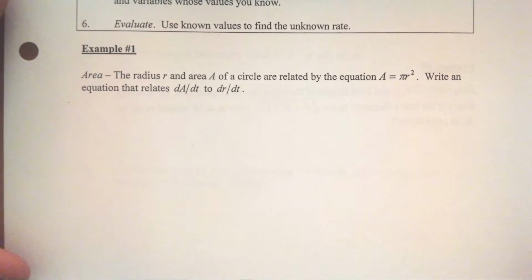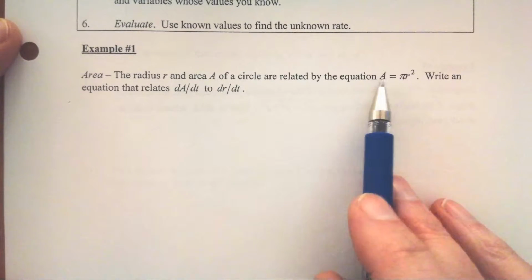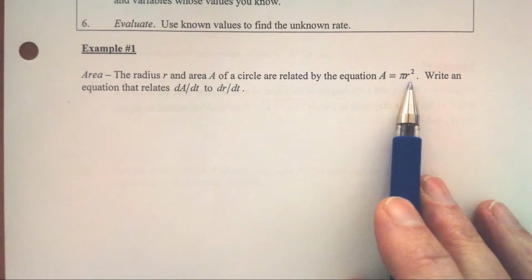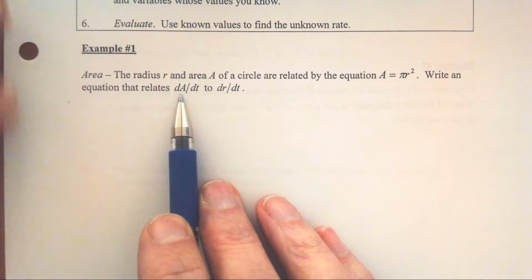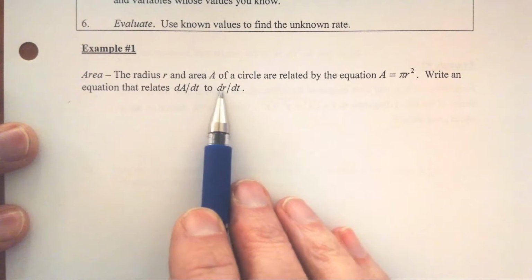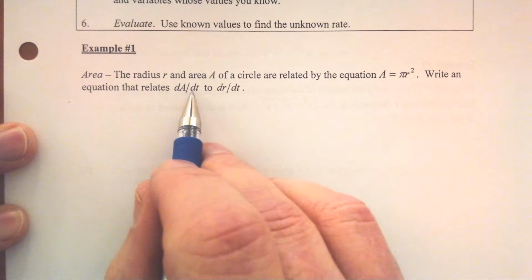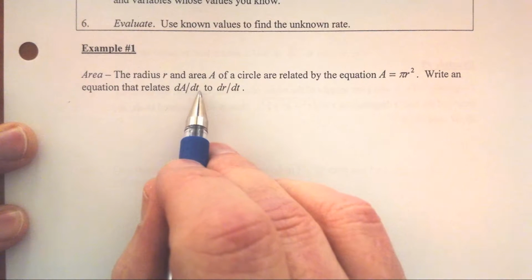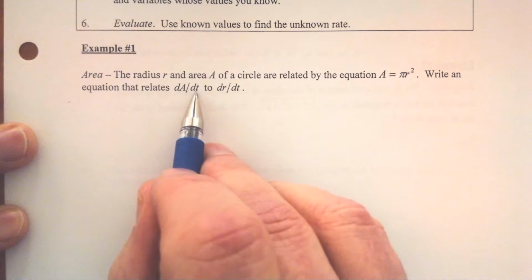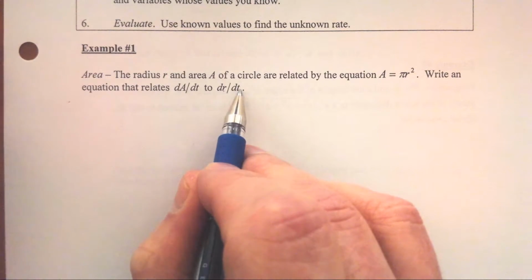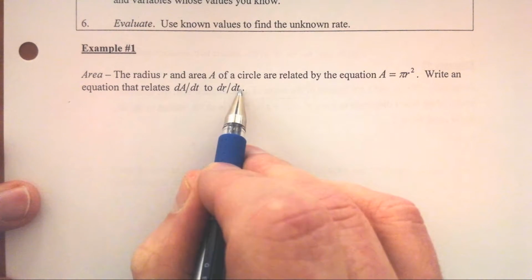Example 1, area. The radius and area of a circle are related. We've got this. So area is related to radius with an equation. Write an equation that relates dA/dt to dr/dt, but we should really think of that as change of A over change of time. How does the area change as time changes? How does the radius change in relation to change of time?